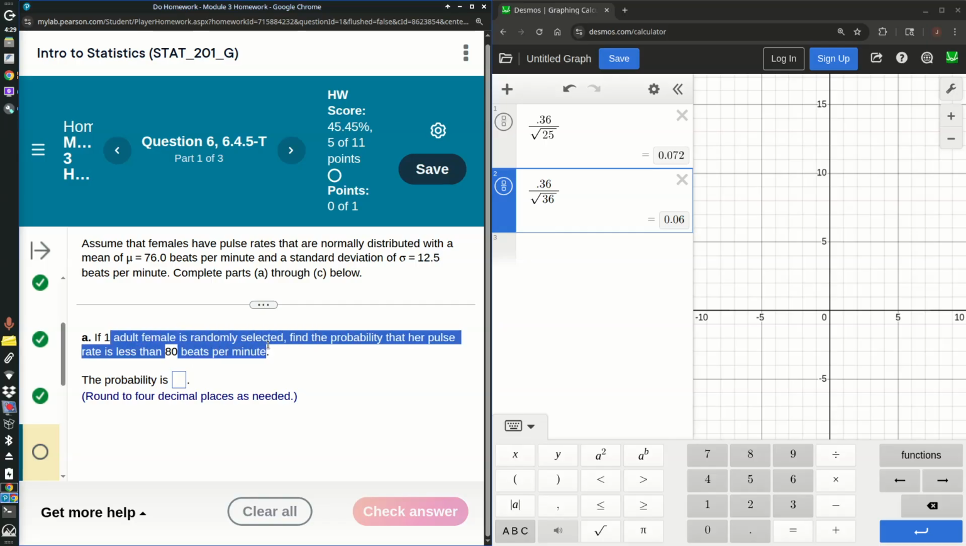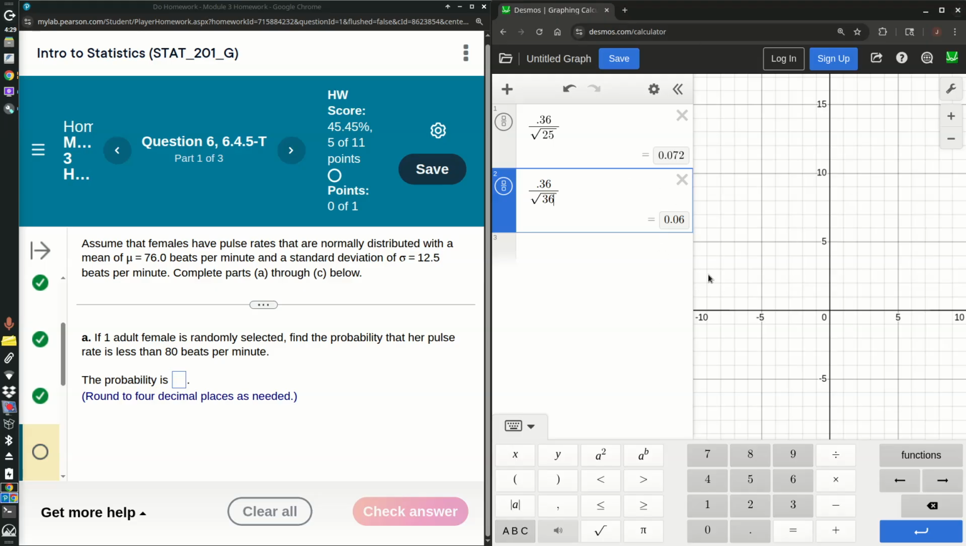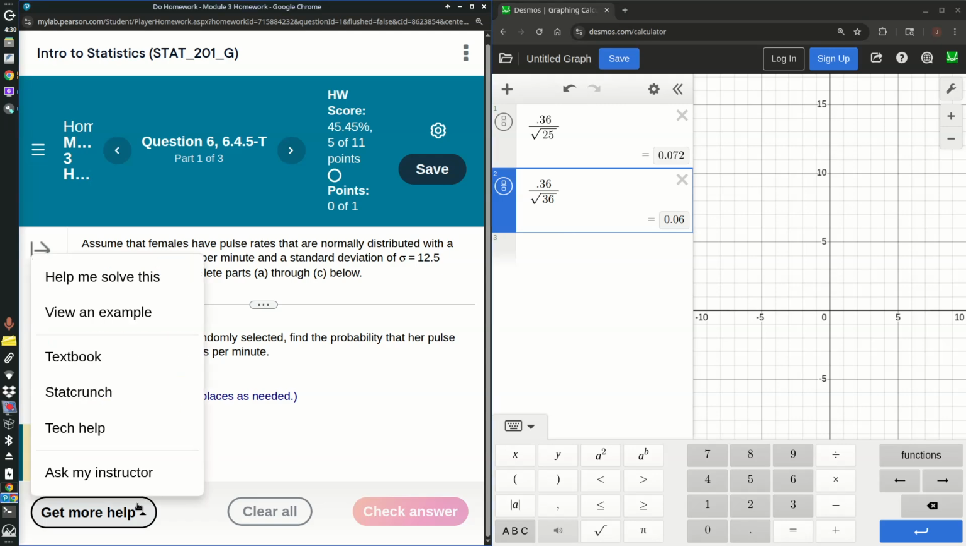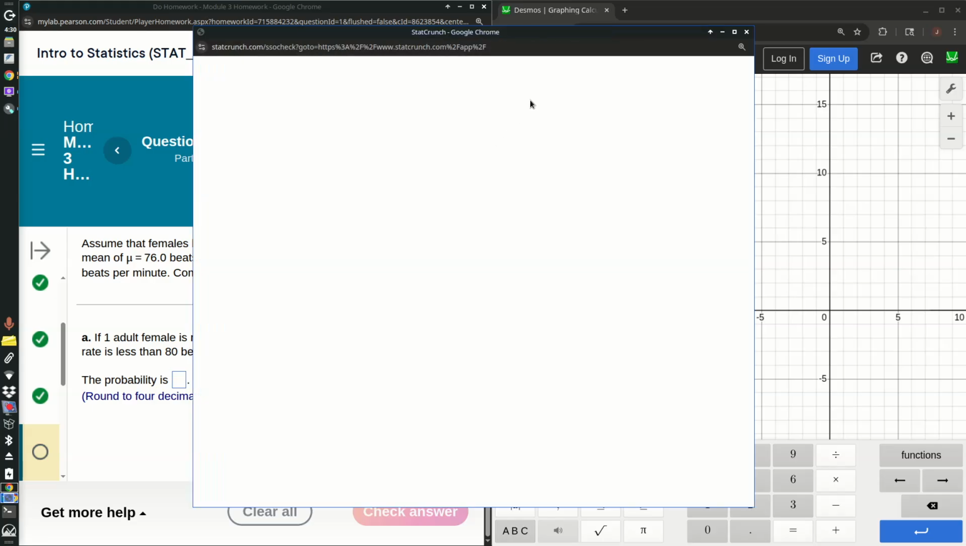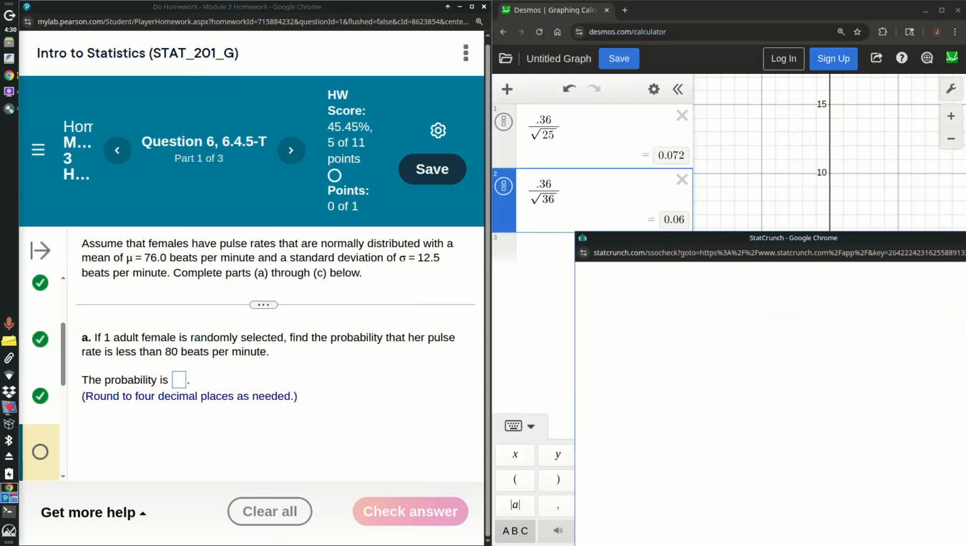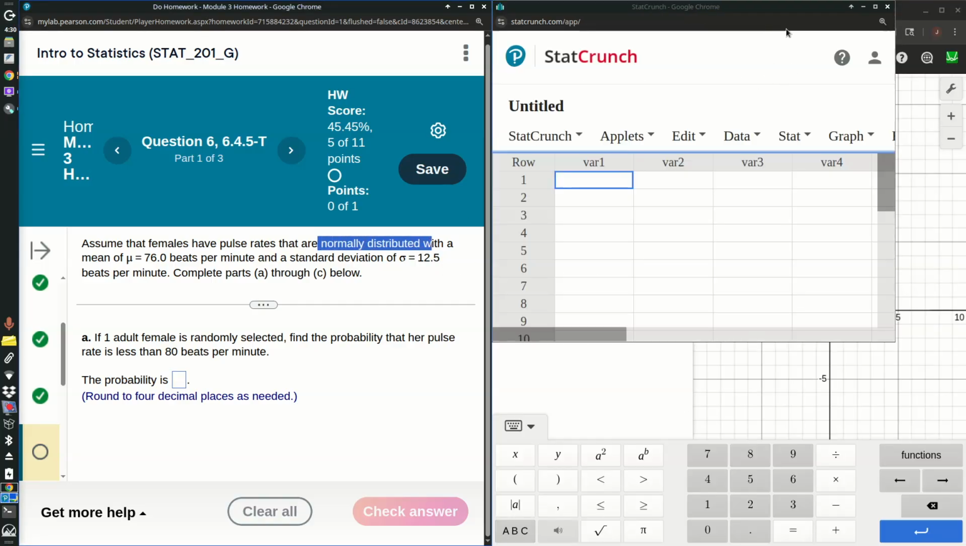Okay, one adult female. One adult female means we're doing the regular distribution, and they're asking for a probability here. So normally distributed, remember we're going to be using StatCrunch then. Actually, I'm going to leave this up because we're going to need the calculator when we move to the sampling distribution. So let's go ahead and open up StatCrunch. Again, you can go to Get More Help and do StatCrunch. And from Module 2, we looked at how to find the normal distribution calculator. So that's what we're going to be using here.